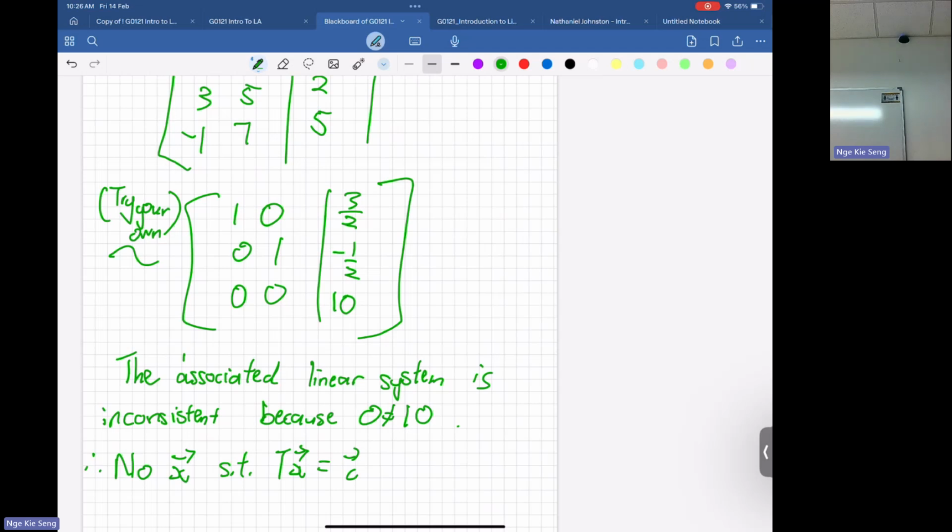Throughout these 3 days, we keep doing this, using different language: span, linearly independent, now transformation, image, range. But all of them are using the same calculation. Right.